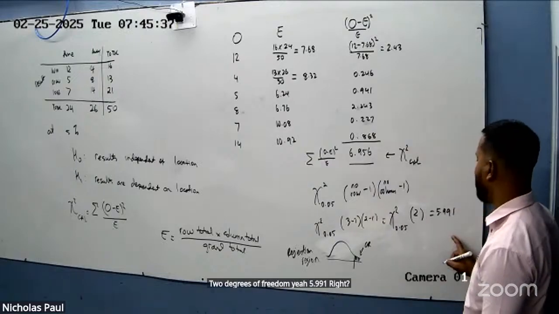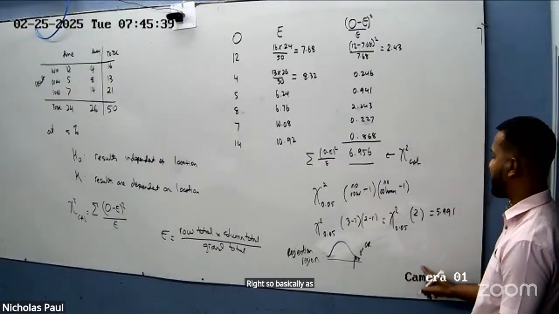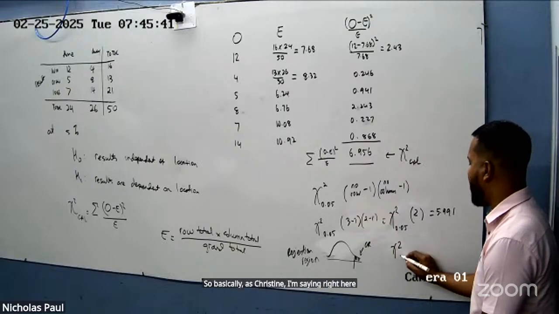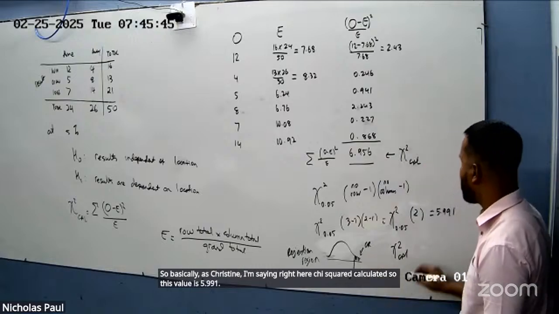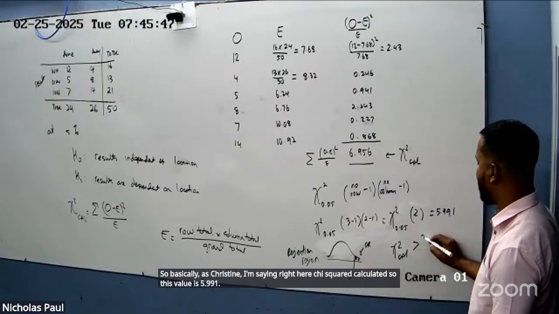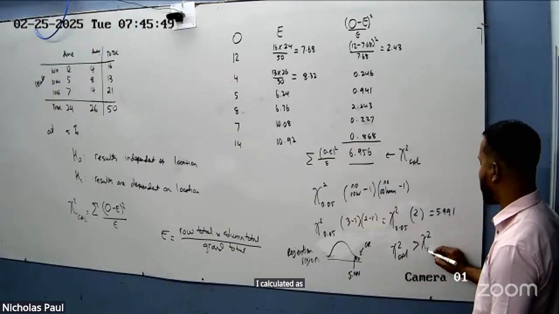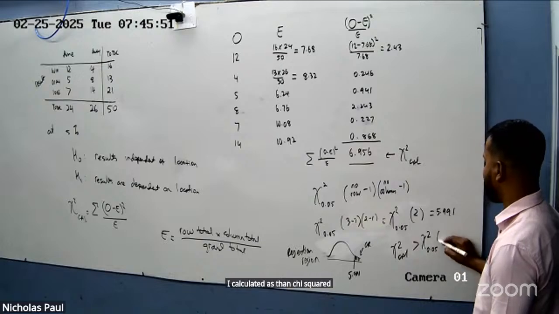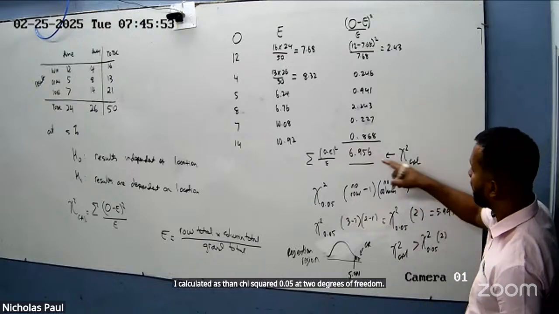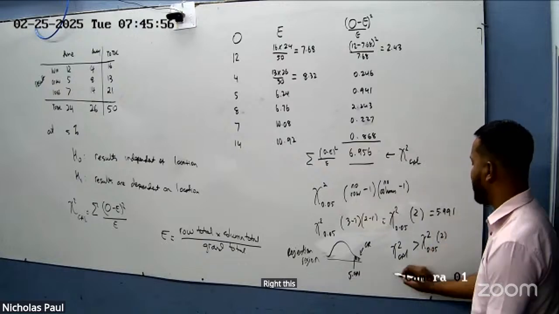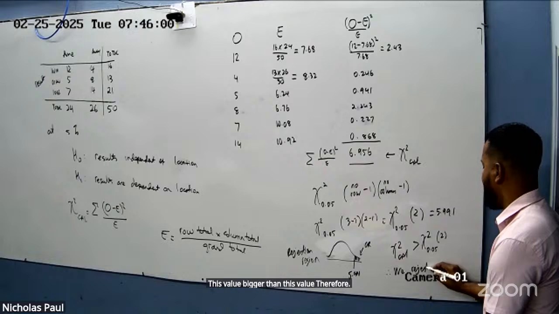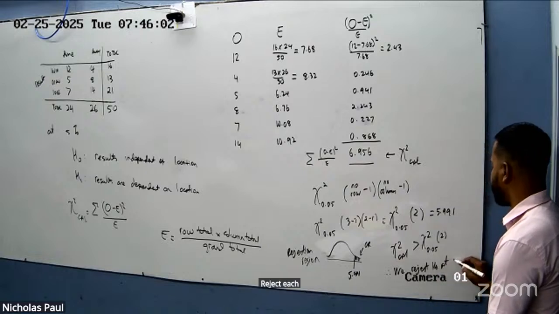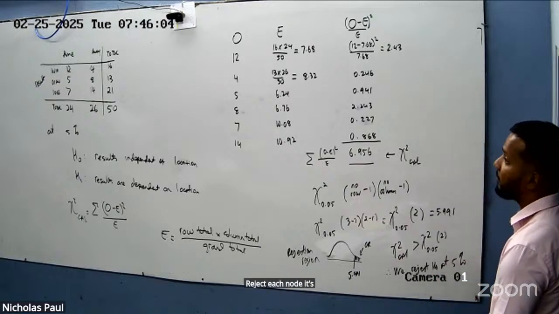So basically, I'm squeezing the answer in right here. Chi-squared calculated, this value, is 5.991. Chi-squared calculated is more than chi-squared 0.05 at 2 degrees of freedom. This value is bigger than this value. Therefore, we reject H0 at the 5% level.